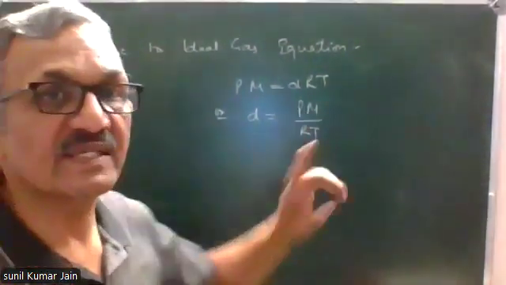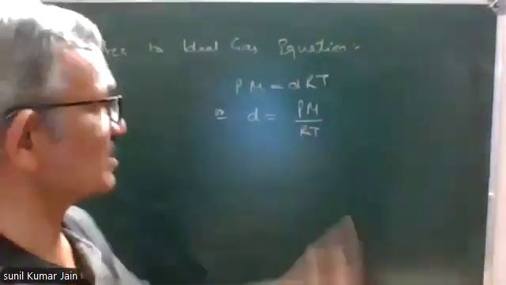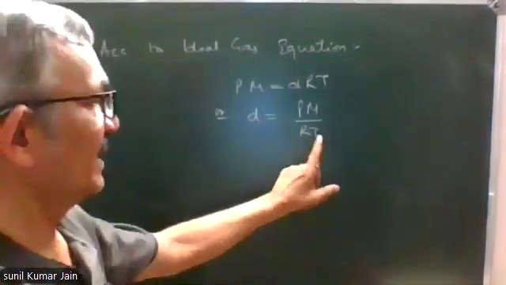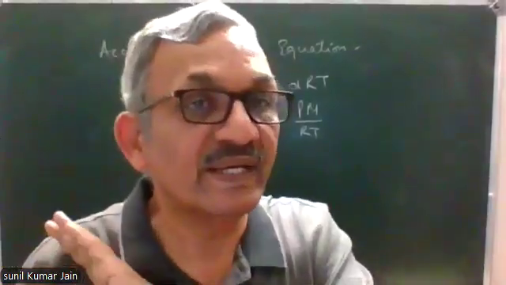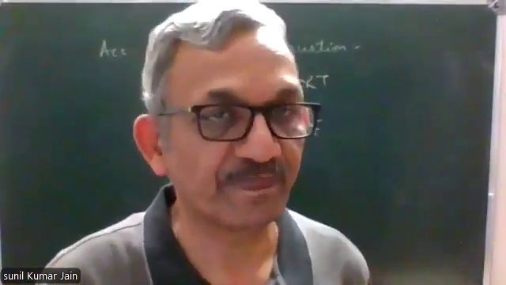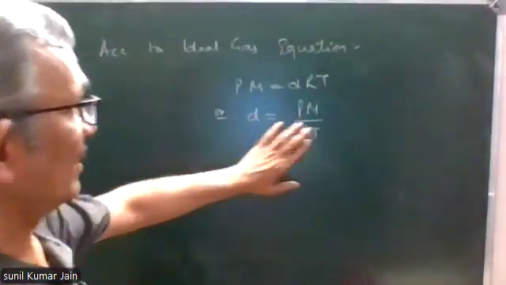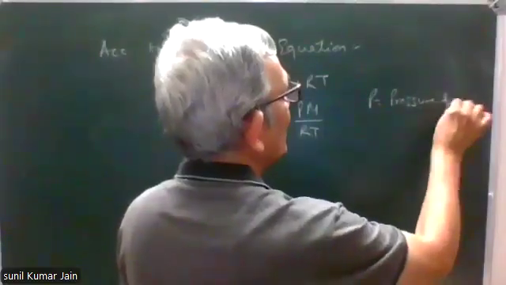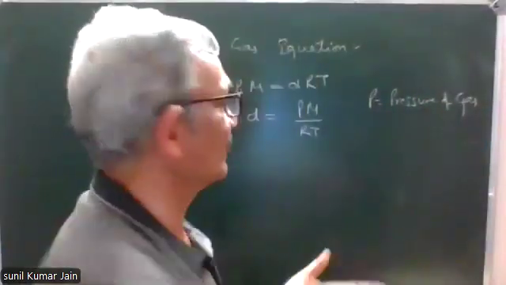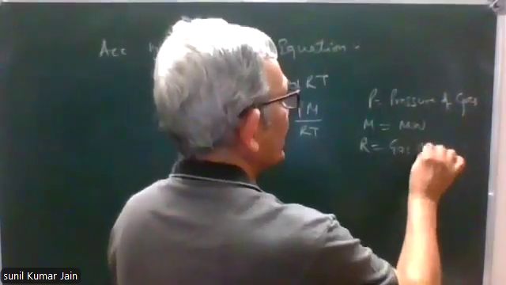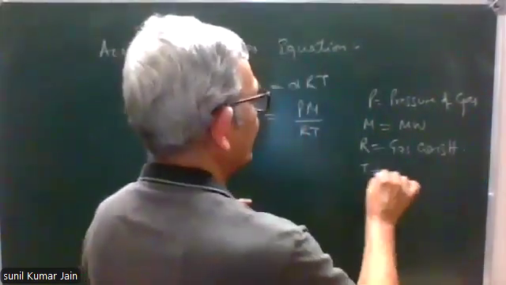Now, what is this P? P is the pressure of the gas, pressure of vapors. M is the molecular weight of the substance. R is a constant, called the gas constant. And T is temperature. Remember, in any topic in chemistry, temperature is always used on the Kelvin scale. Sir, could you please repeat what each letter stands for? P, pressure of gas or pressure of vapors. M, molecular weight of the substance. R is called the gas constant, and T is temperature.